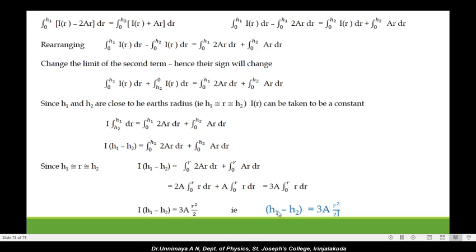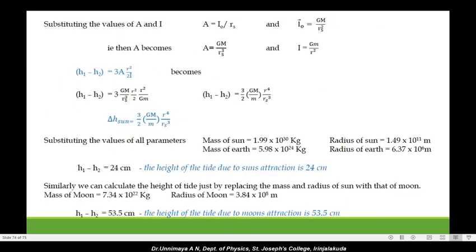That is, h1 minus h2 is equal to 3a into r square by 2I. So this is the difference between the heights of the water column in the water wells, h1 minus h2. This is what we consider as the height of the waves or the tide: h1 minus h2, which is equal to 3a r square by 2I.